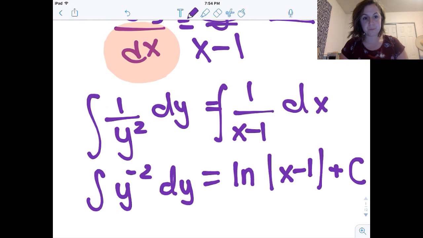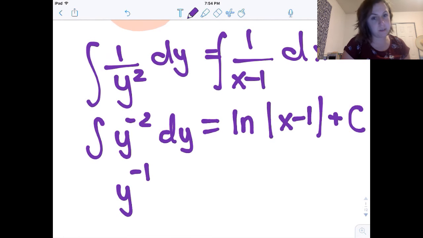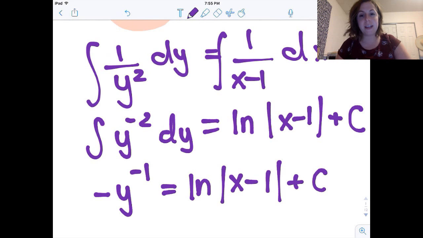So now make sure we integrate the left side. Go up a power, so that would be to the negative first. I need that negative 1 to cancel, so I'm going to throw a negative 1 out front. And this is going to be ln absolute value of x minus 1 plus c. So take a second, digest that. Make sure you're okay with that.